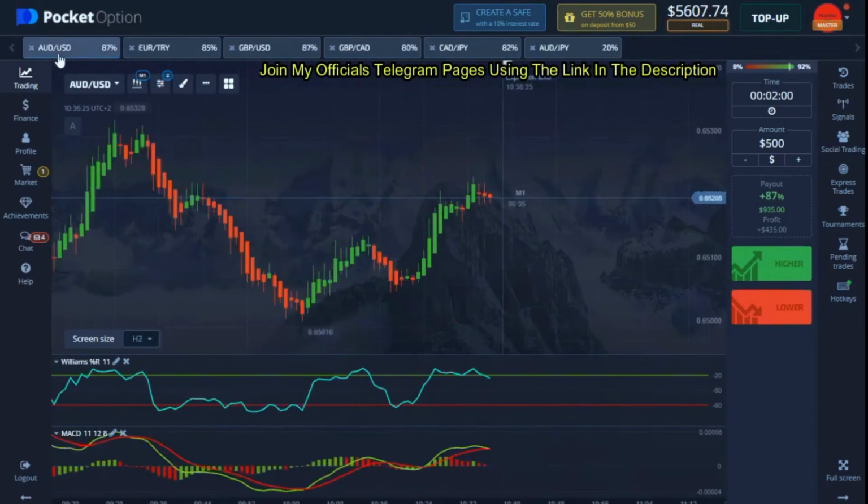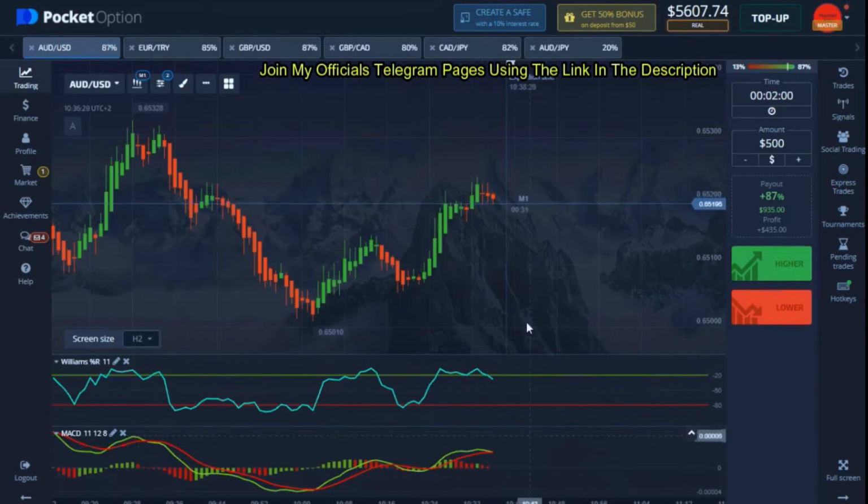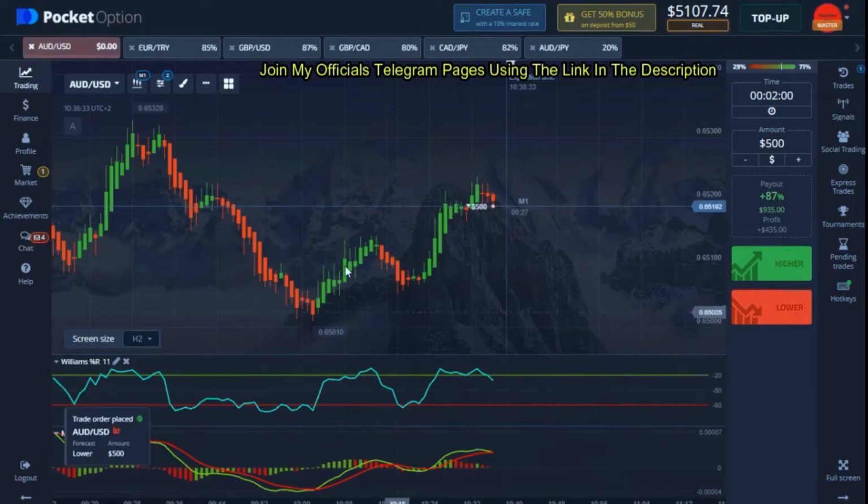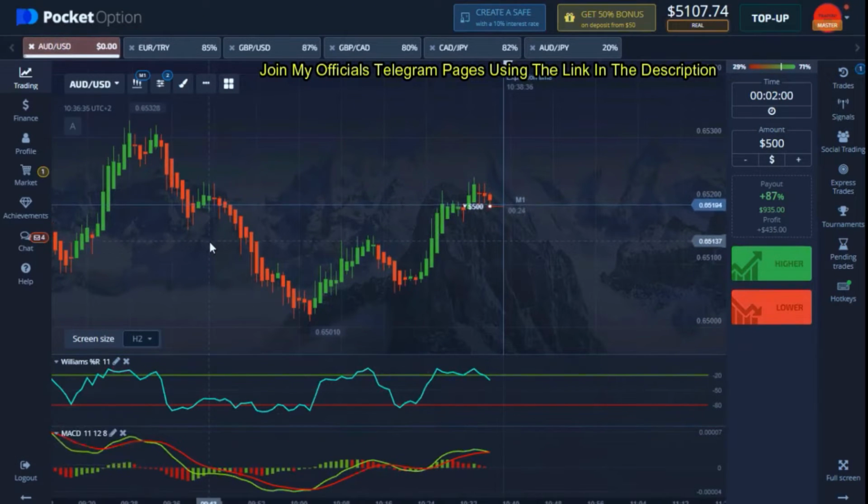All right, guys, this is a very good moment here. As you can see, we are having a good position here. I'm going to enter a trade on this one. Over here, we have a great position with our Williams. Our Williams is very strong right there in the overbought position line, actually heading down trend.